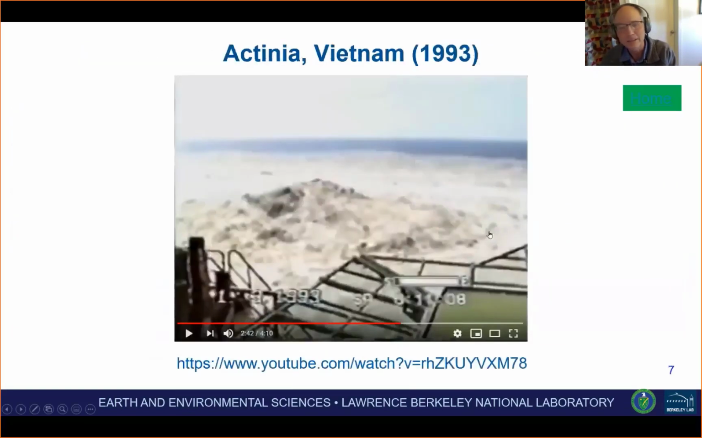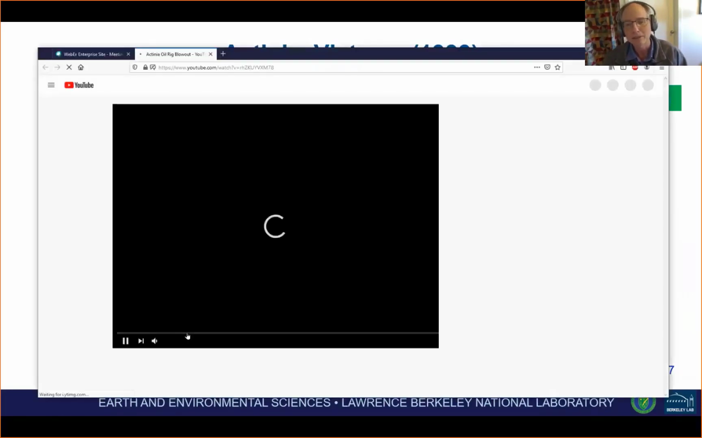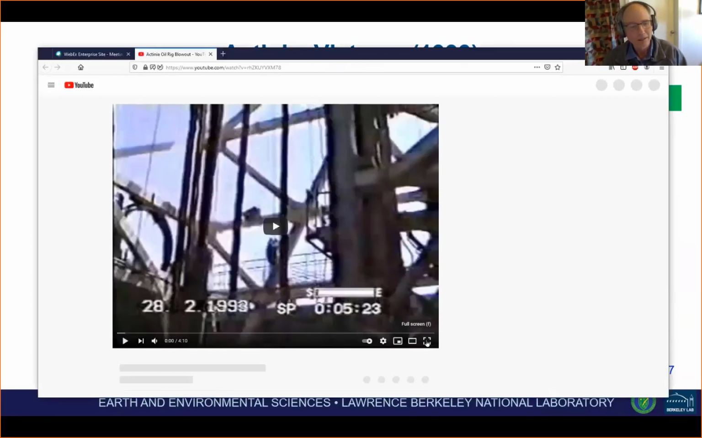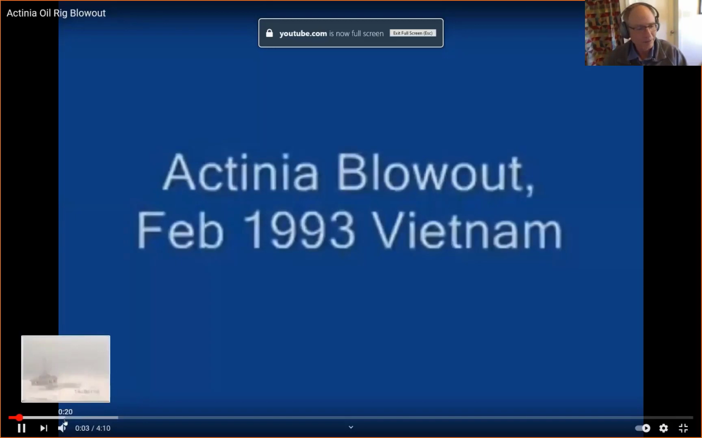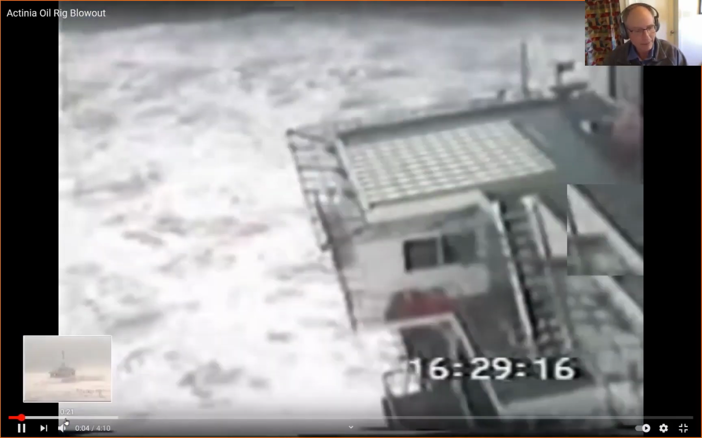So let's look at that in a little more detail. I'm going to play a video here. Don't worry about the sound. There's no narration or anything, but I just want to show you what these things look like. So I'll skip around a little bit in this, but this is 1993 in Vietnam. These are shots from a helicopter.